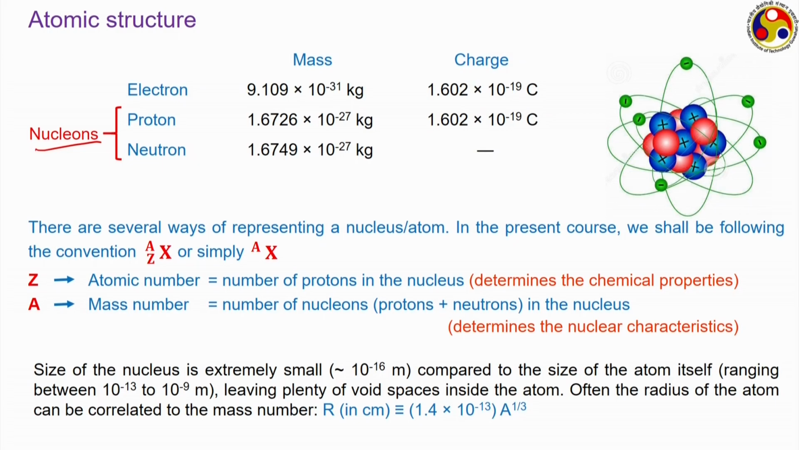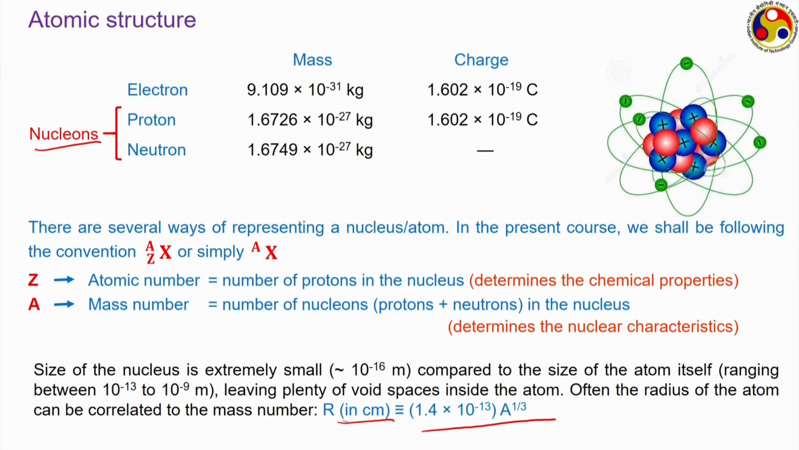Quite often, the radius of an atom is correlated to the mass number by a very empirical relation like this, 1.4 into 10 to the minus 13 into A to the power 1/3. But this is a relation of empirical nature, and the radius that we get from it is in centimeter. So, please be careful about the unit of this radius.